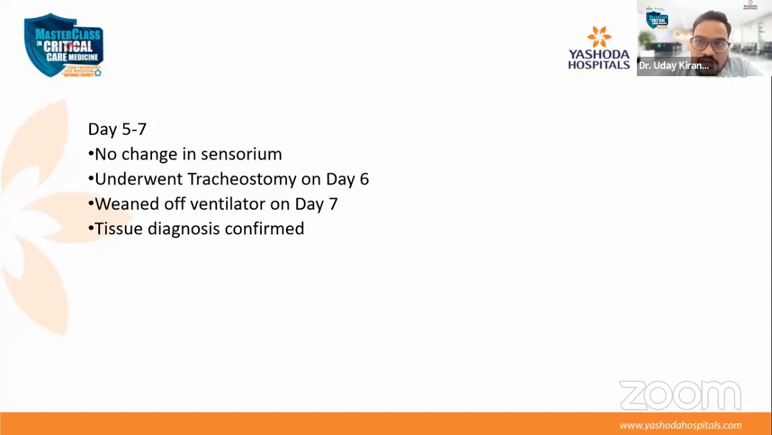Yeah, but your pathologist doesn't know that the brain is involved. So your tissue diagnosis confirmed invasive, right? How did the pathologist come to a diagnosis? The pathologist doesn't know about the brain. Angioinvasion. Yes, that's right, angioinvasion. So there is an invasion into the blood vessel. That's the reason we call it invasive mucormycosis, right?